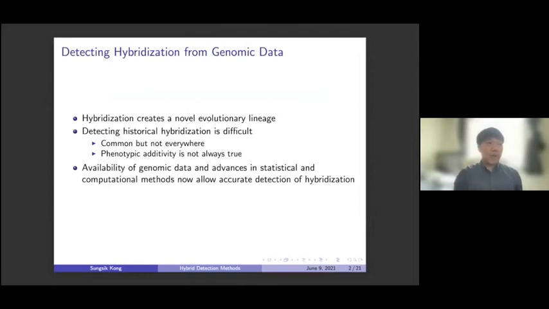Hybridization is an important biological process that can result in the production of novel evolutionary lineages and lateral movement of genetic materials between species. However, this process has been much neglected in comparison to the traditional bifurcating speciation process, because the product of hybridization is not as easy to observe as in vertical speciation, although now we realize it is much more common in nature than we previously thought. Even for organisms where hybridization is suspected, identifying them based on phenotype is impractical, because the expectation that the hybrids will possess intermediate phenotypes of their parents is not always true. But fortunately, the accumulation of genomic data and advances in statistical and computational methods now allow us to accurately detect hybridization.